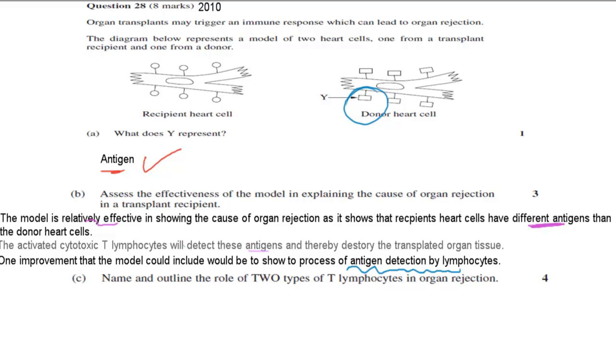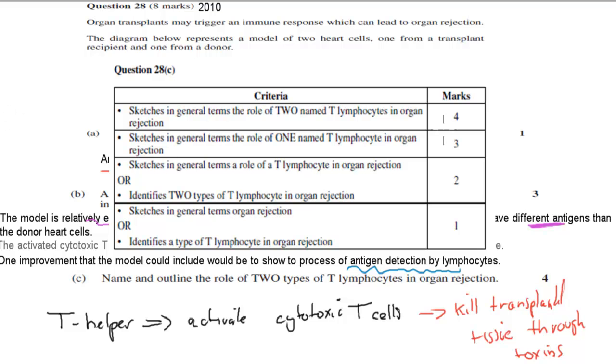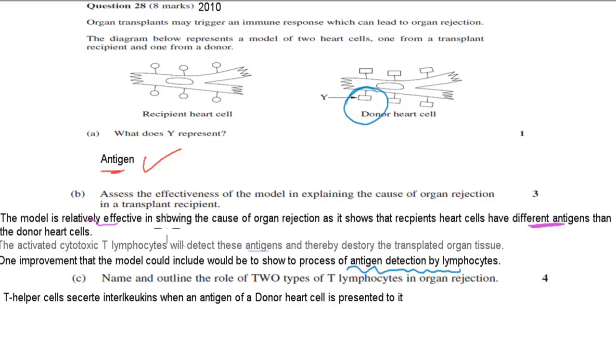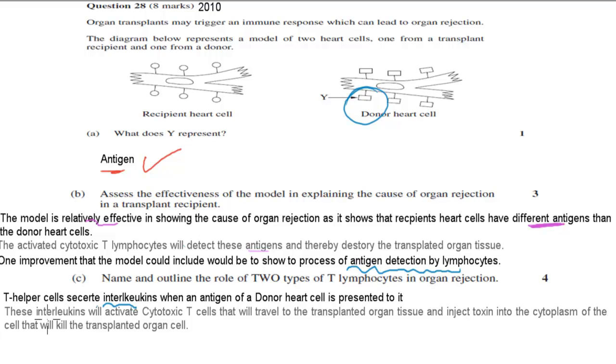The next one was name and outline the role of 2 T lymphocytes in organ rejection. The marking guidelines say that to get full marks of 4 out of 4, you should outline in general terms the role of 2 named T lymphocytes in organ rejection. By naming them and quickly giving the marker an idea of what they do, you'll get full marks. So I said T helper cells secrete interleukins when an antigen of a donor heart cell is presented to them. That's how they help, because these interleukins will activate cytotoxic T cells. So I've named the T helper cell, that's good, and I've said that once they're activated, they will spread this interleukin, which will activate the cytotoxic T cells.